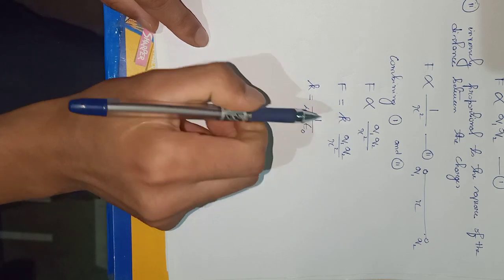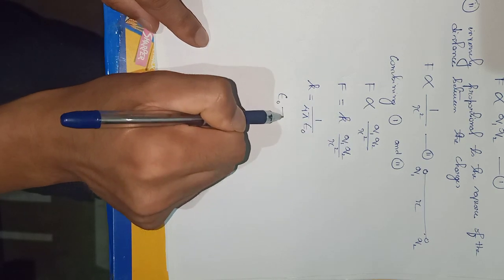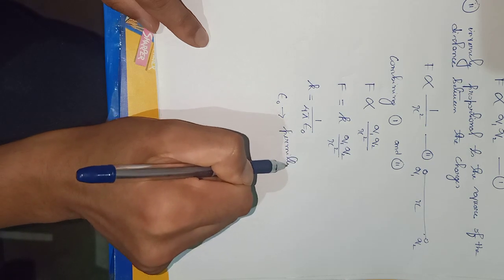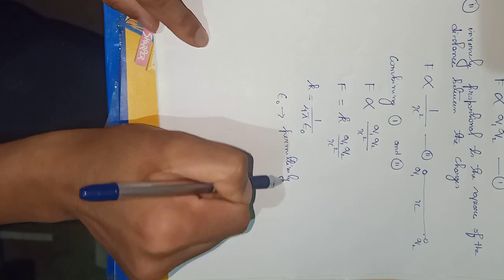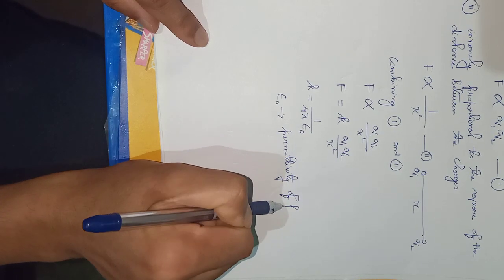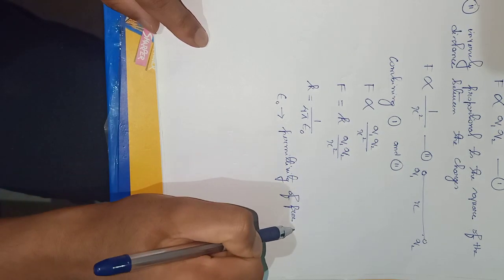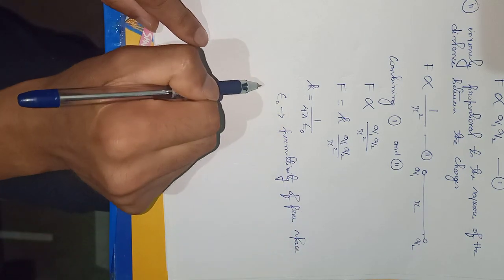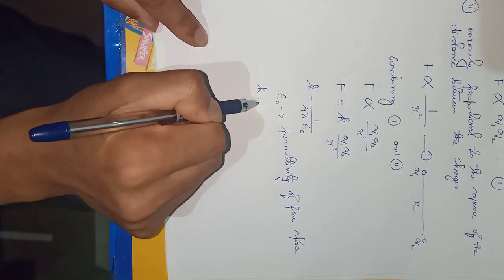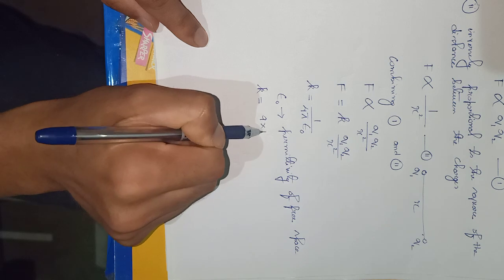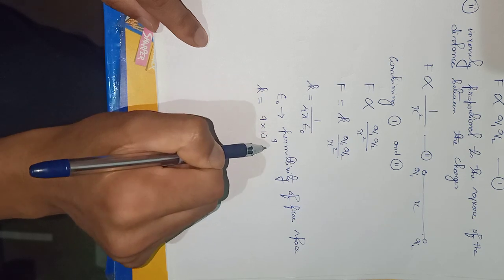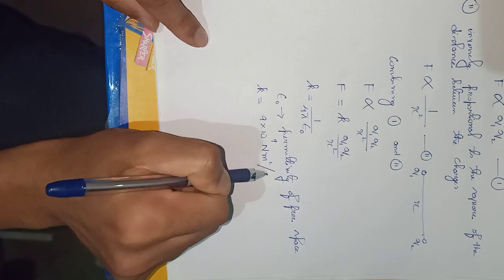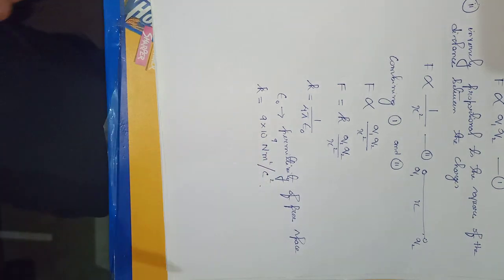epsilon naught. Here epsilon naught is the permittivity of free space. Also, the value of K is calculated to be 9 into 10 to the power 9 Newton meters square per Coulomb square.